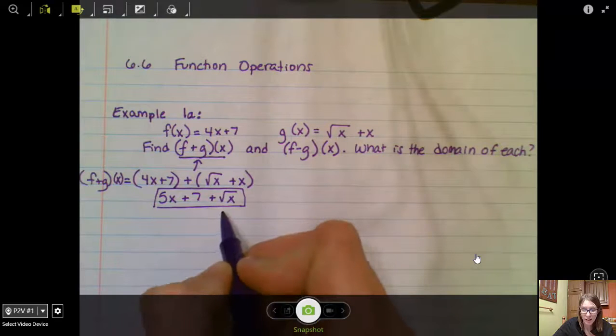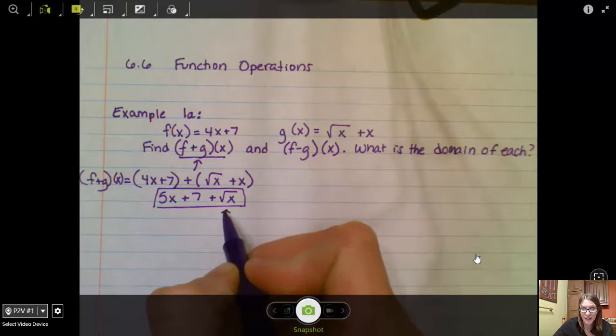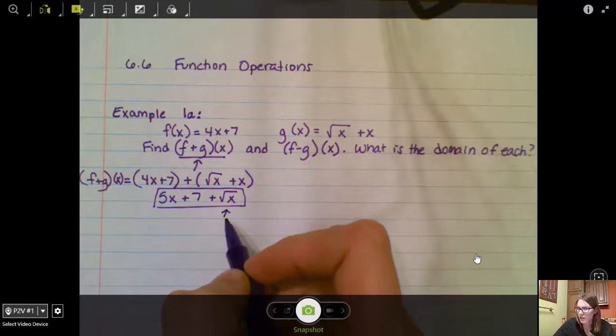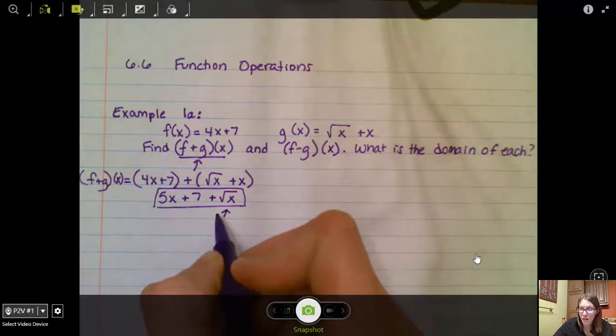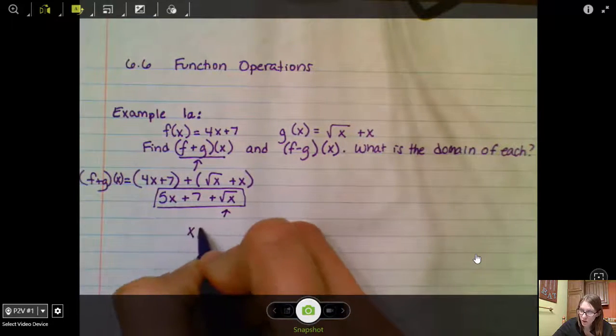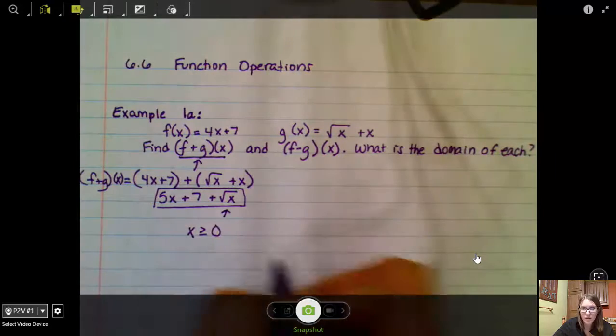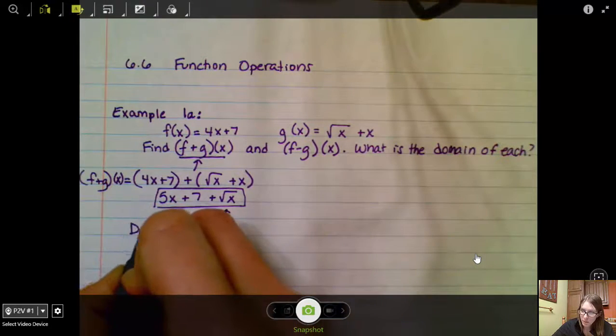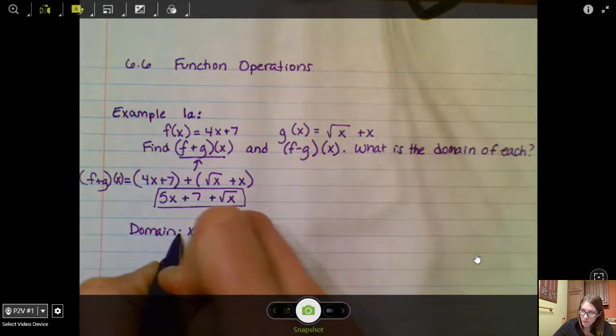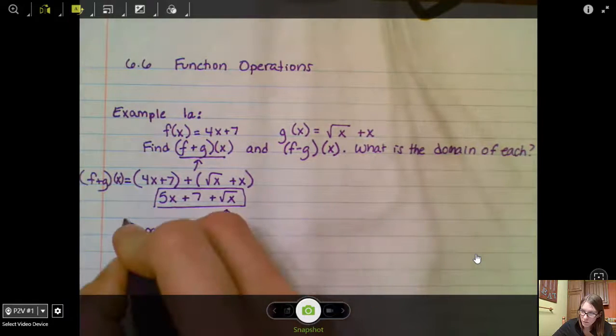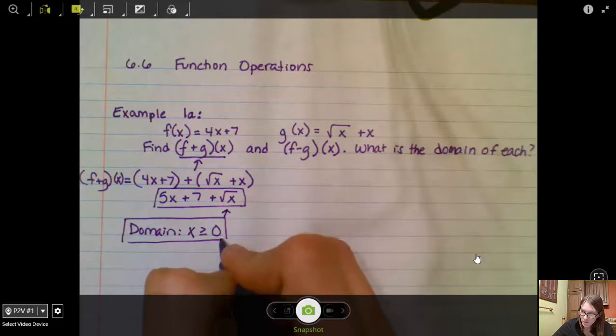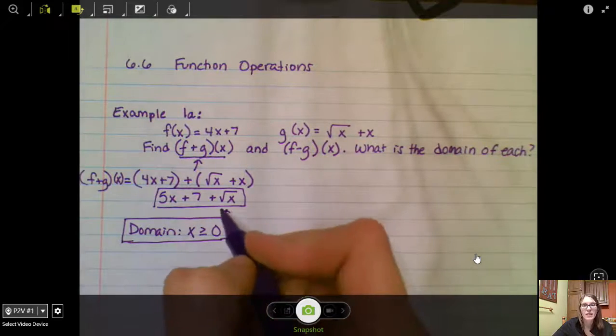So my domain here, since x can't be negative, think about too, can x be 0? Is that okay? Yeah, we can just square to 0. So x has to be greater than or equal to 0 for my domain, because of that square root of x.